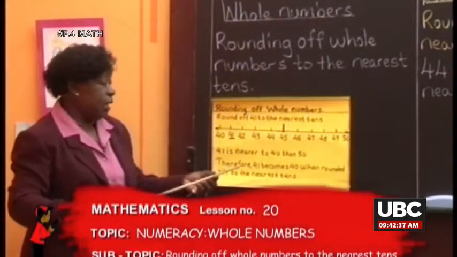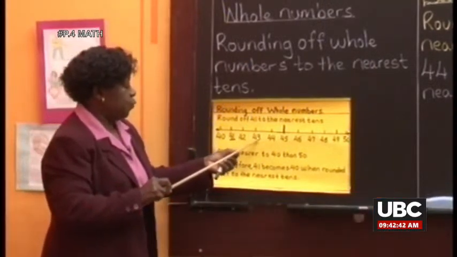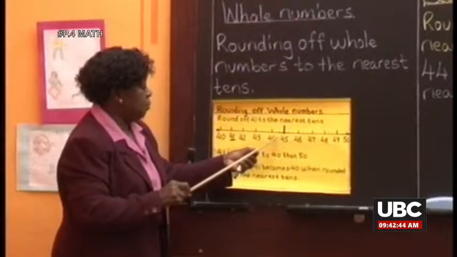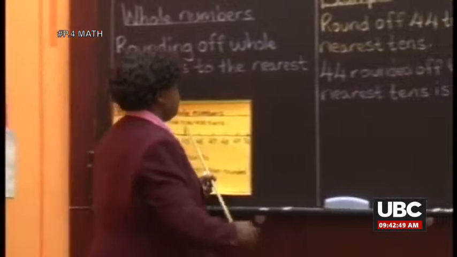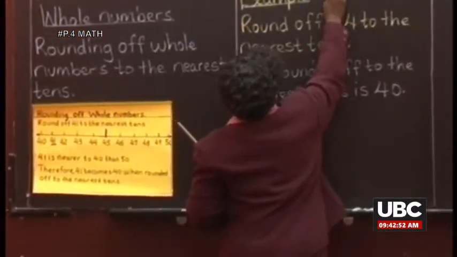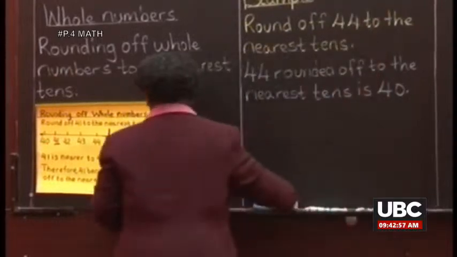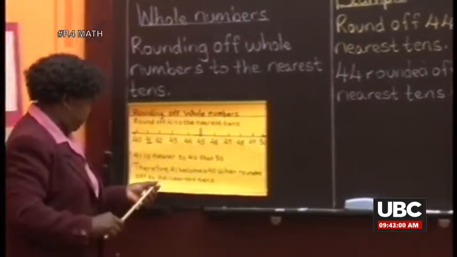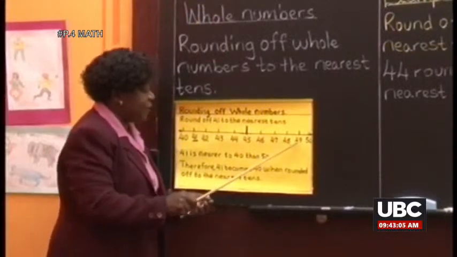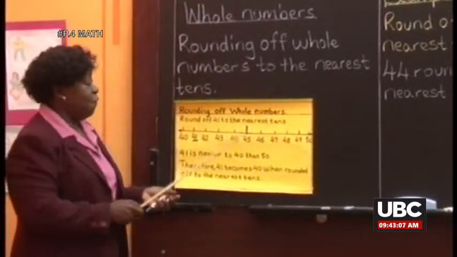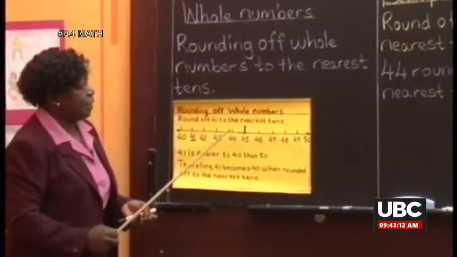Remember, I said all numbers having these digits like 1, 2, 3, and 4, you round them off downwards. Numbers with 6, 7, 8, and 9, you round them off upwards.